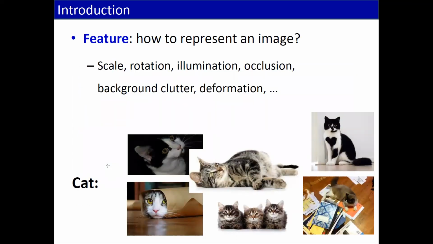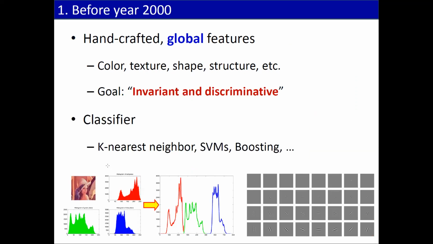But generally, in computer vision, extracting good features has been a central issue during the development of this field. Feature extraction is very important because it's not easy to describe an image due to all kinds of variation, rotation, illumination, among others.